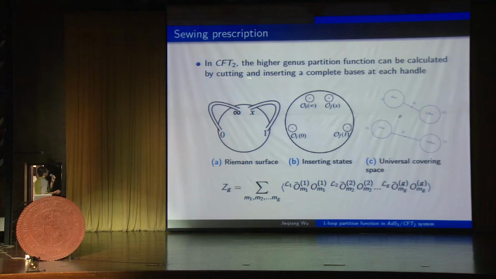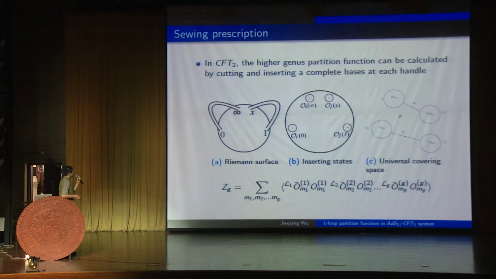In two-dimensional conformal field theory, the higher genus partition function can be calculated by the so-called cutting and inserting method. For example, for a higher genus Riemann surface, we can cut each of the handles and insert a complete basis at each handle. Then the partition function transforms to a summation of multi-point correlation functions like this.